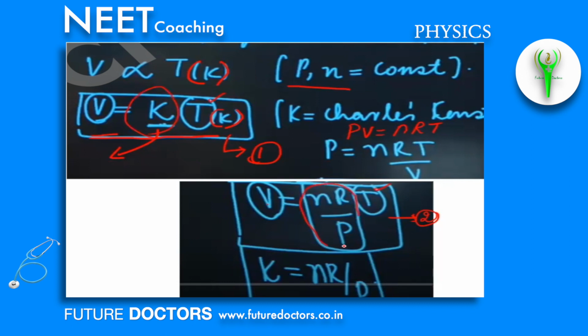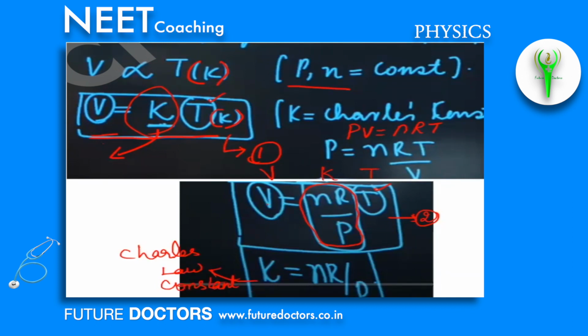So here V is equal to KT, and similarly here also V is equal to KT. So what is K? K is nR by P, the Charles law constant. So K is called the Charles law constant, and it is nR by P. So K is equal to nR by P.